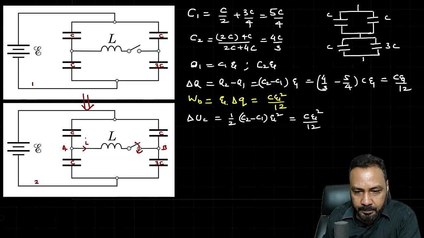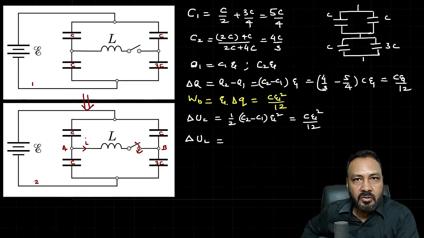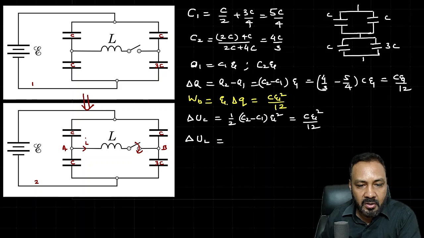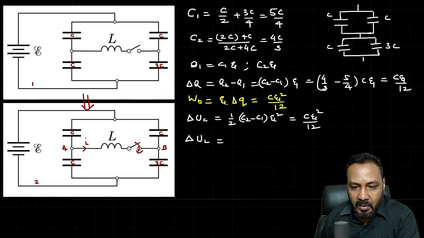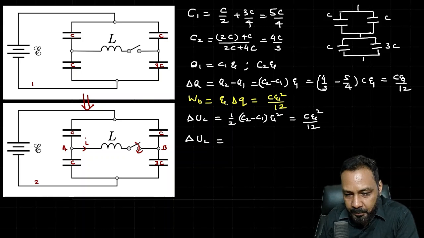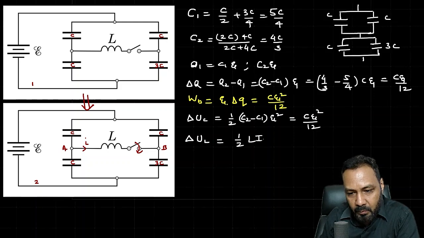And how much is the change in potential energy of the inductor? Energy of the inductor, when the current I flows through it, is half Li square. Initially there was no current, and now we have to talk about the moment state 2, which is the moment when the current is maximum. Say that current is I max. So the change in potential energy of the inductor is half Li max square.